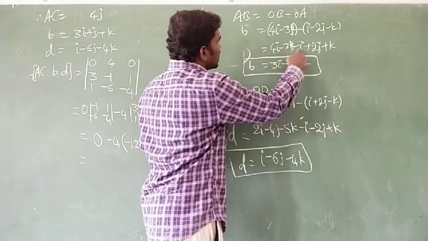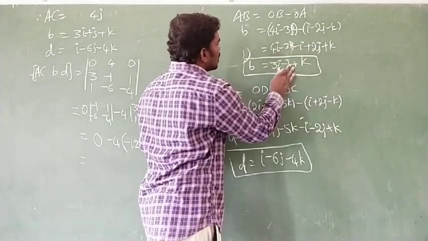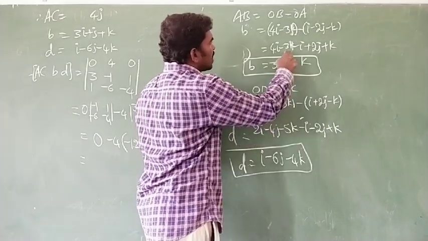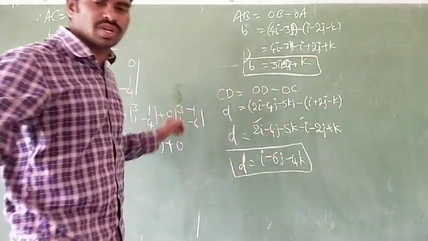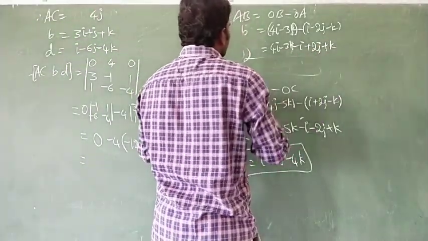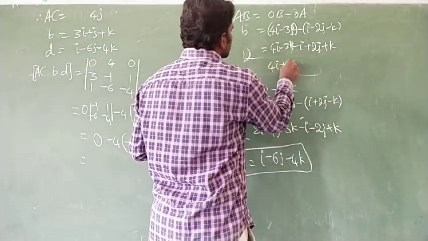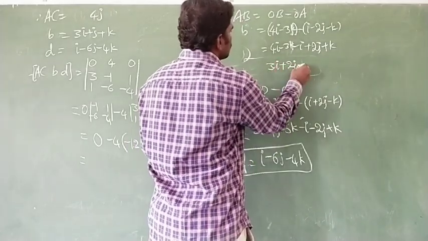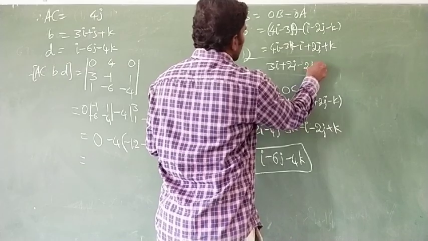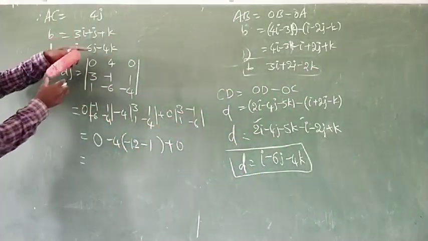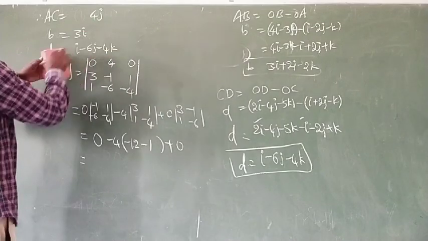Okay, i terms, 4i minus i; j terms plus 2j; and k terms minus 3k plus 2k is minus k. Here we get 4i plus 2j, not 4i, 3i plus 2j minus 2k. I'm extremely sorry. That is B. So what is B? 3i plus 2j minus 2k.